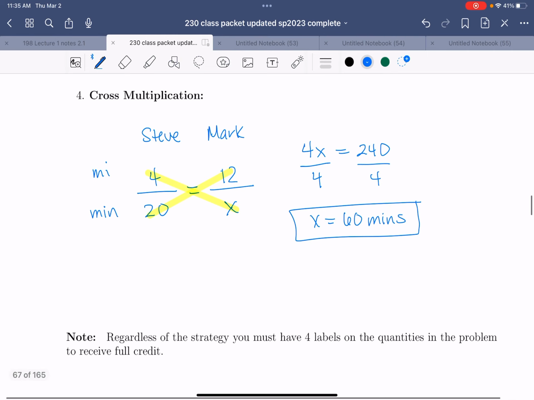So regardless of the strategy, keep in mind that you've got to have 4 labels in the quantities in the problem to receive full credit. And we're going to show you in the next part of the video how we do this in multiple situations.